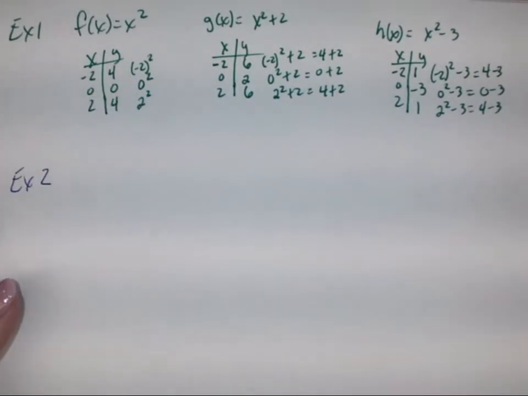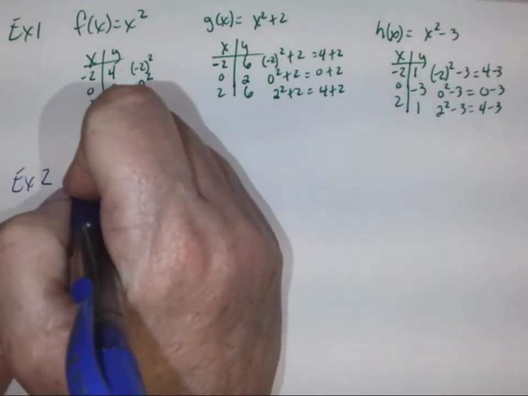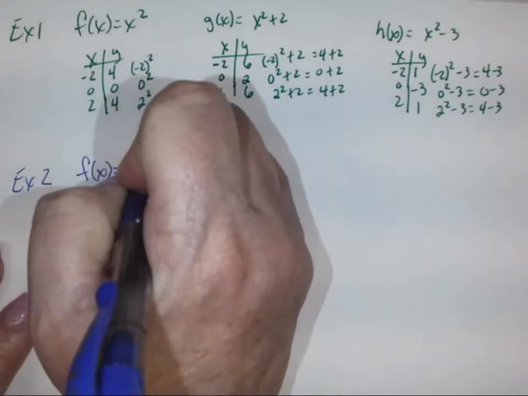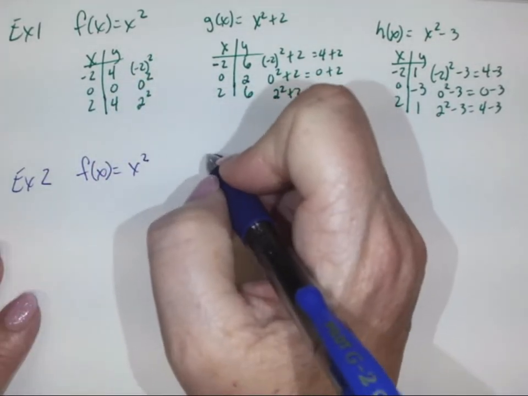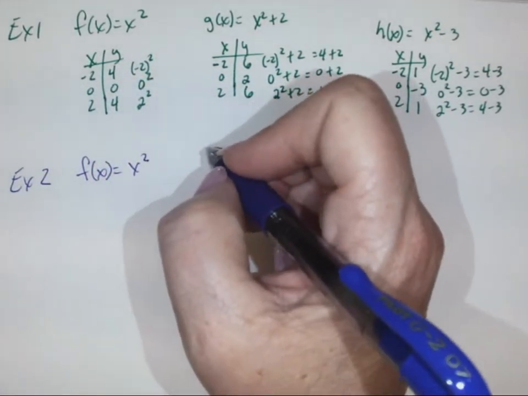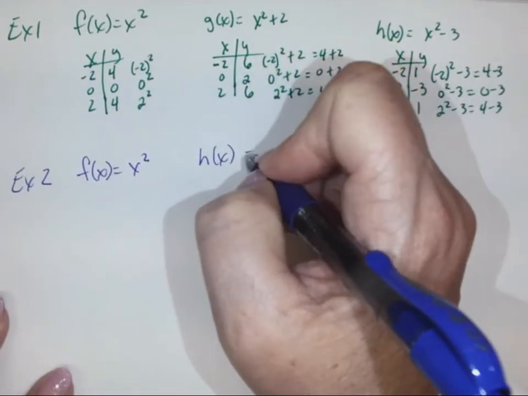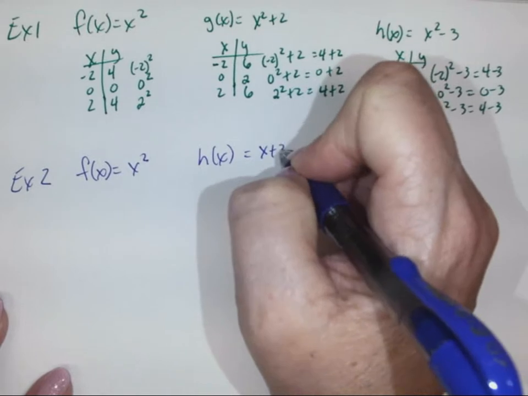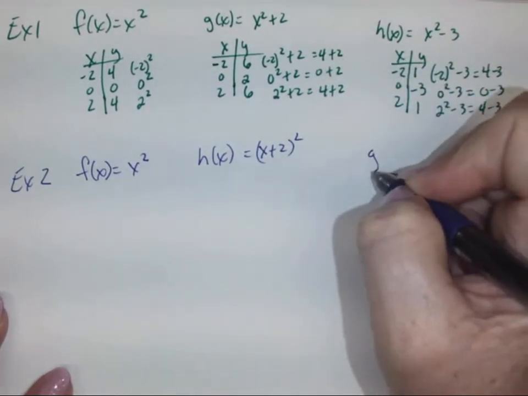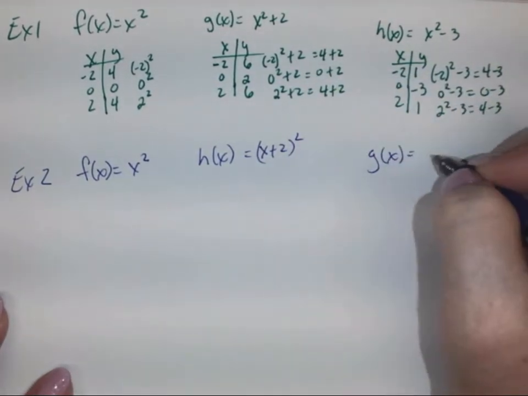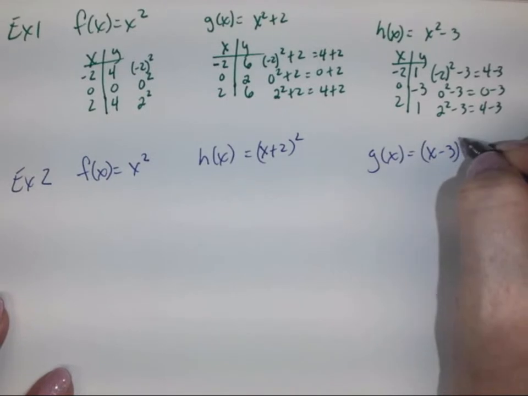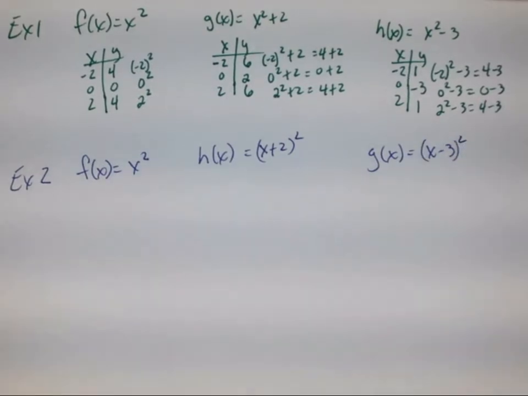So again, we're going to use our same functions. We have f of x equals x squared. This time, we have h of x is equal to (x plus 2) squared, and g of x is equal to (x minus 3) squared.